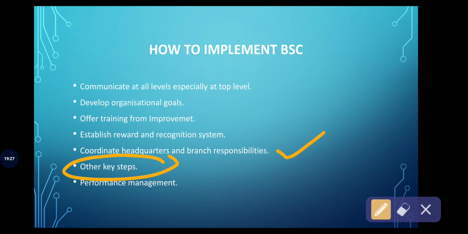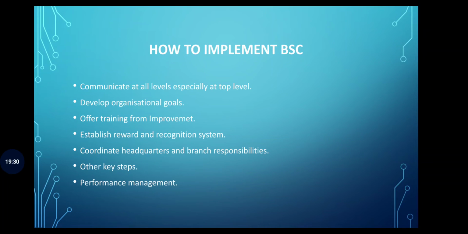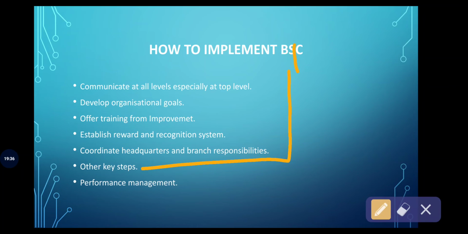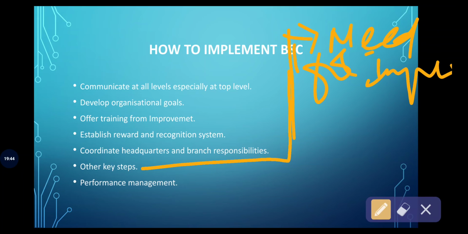Next, other key steps. The first thing is you should make clear to your employees what the need for improvement is. Why do we need improvement in you? Why should employees improve themselves? You should make this clear to the employees. You should encourage your employees on why we want change in ourselves, and that you can do this. These things are a kind of motivation. So this is another key step.